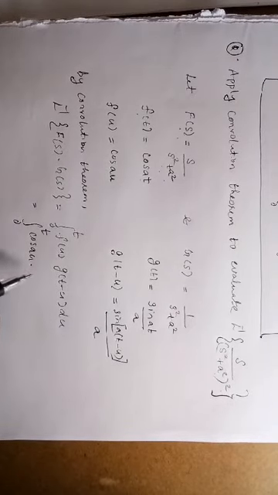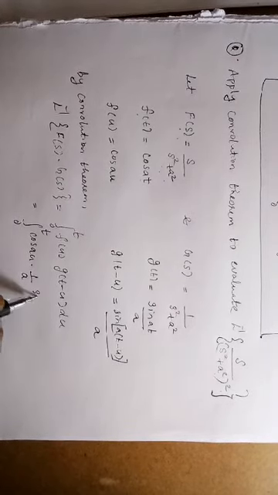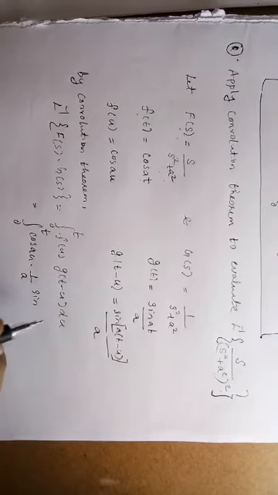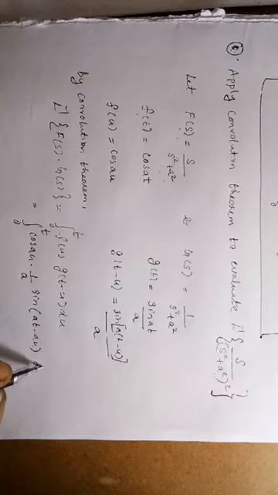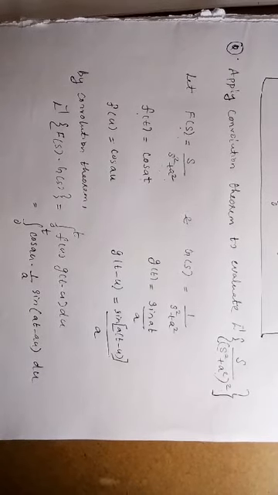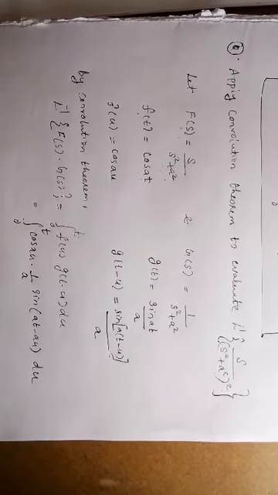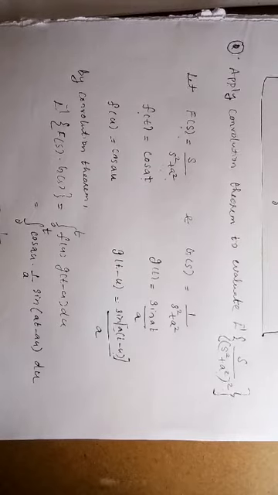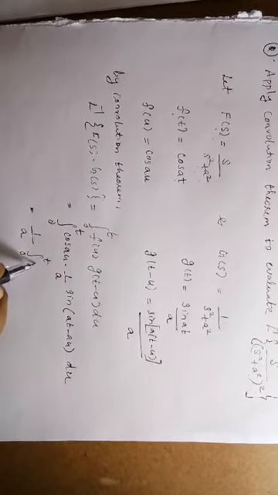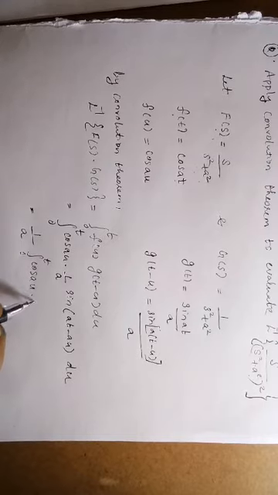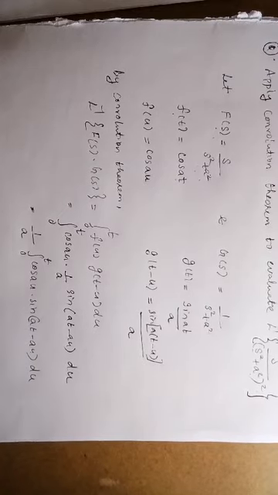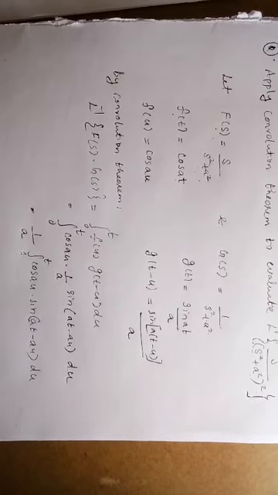G of t minus u, we get as 1 by a sin. This we can write as sin of (at minus au) du. Now we have to integrate this. Here 1 by a is constant. Integral 0 to t cos au sin(at minus au) du. Now how do you integrate this?